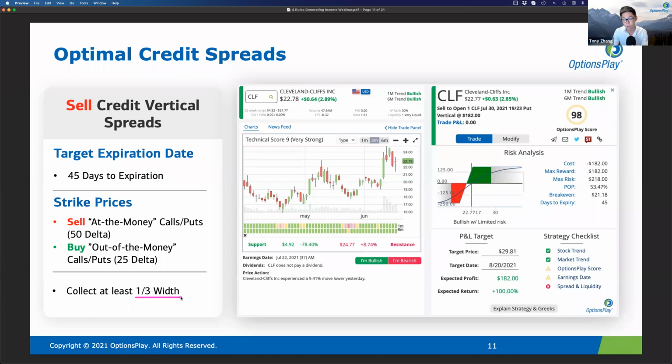But the optimal credit spread: 45 days, sell the at the money or the 50 delta call or put, and buy back roughly a 25 delta call or put against that. With those rules, you should be able to collect roughly a third of the width. Sometimes, occasionally, you will be able to find closer to 40% of the width. And we're going to show you how to find those strategies.